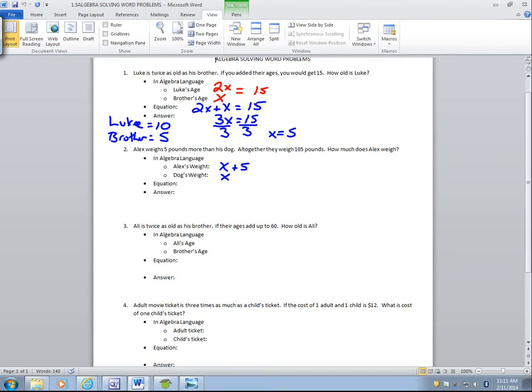So I'll help you with the equation, then I'll have you solve it. What's the equation going to be? X plus 5 equals, okay, now here's what's happening. X plus 5, this is actually Alex, and then X is the dog. So then together they add up. Then you have to solve, okay? You should be able to solve for that. Remember, you can add like terms. And then you go from there.